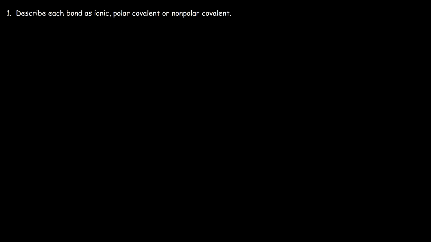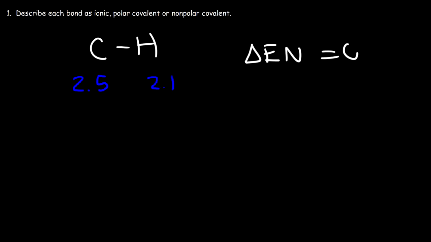So what about the carbon-hydrogen bond? Would you describe it as ionic, polar covalent, or nonpolar covalent? Now carbon has an electronegativity value of 2.5, and for hydrogen it's 2.1. So the electronegativity difference is 0.4, which means that this bond is nonpolar.